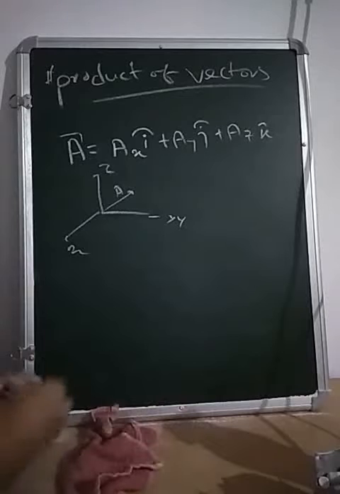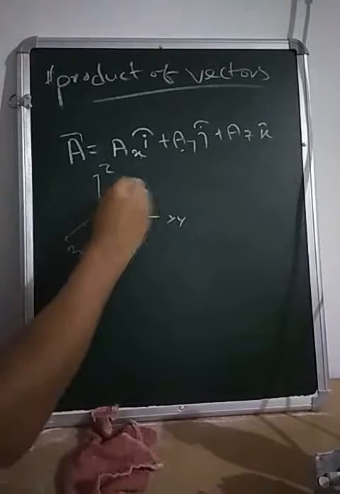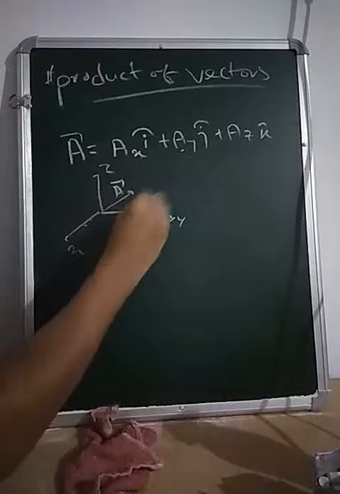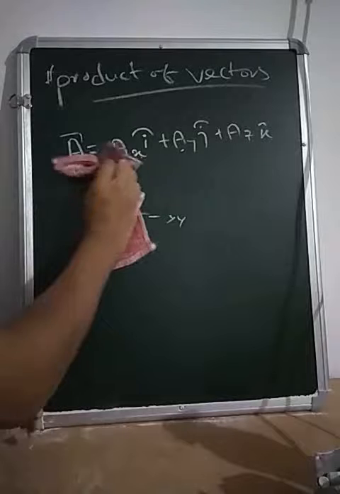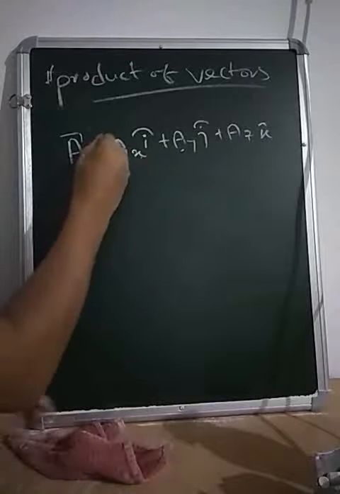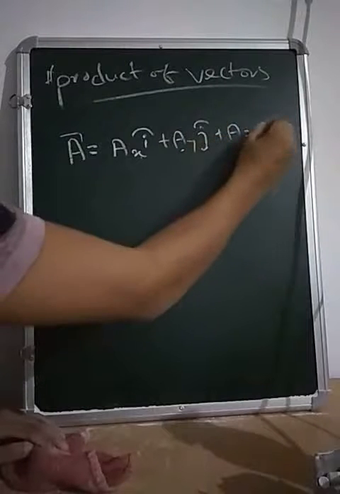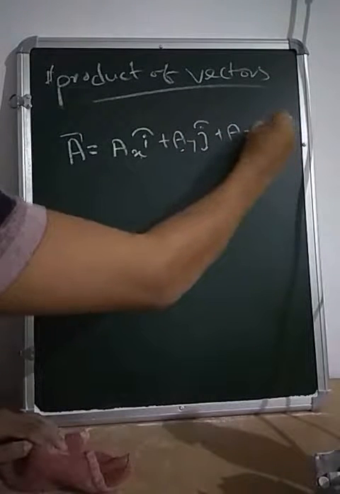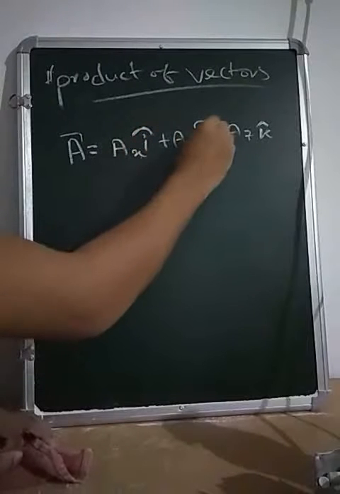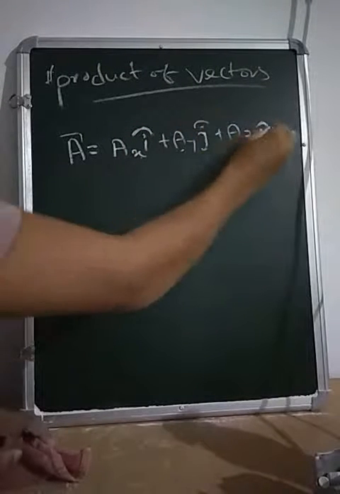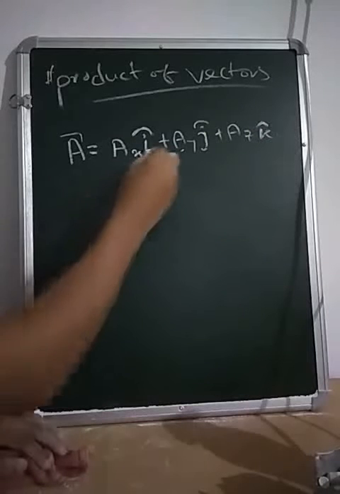So Ax is the component of A along the x-axis, Ay is the component of vector A along the y-axis, and Az is the component of vector A along the z-axis. Okay. In terms of vectors, we assign these unit vectors along these components. i is the unit vector along the x-axis, j is the unit vector along the y-axis, k is the unit vector along the z-axis.